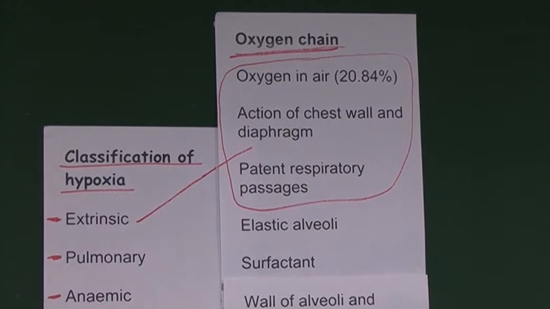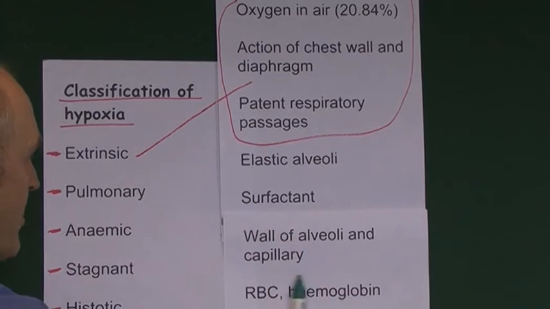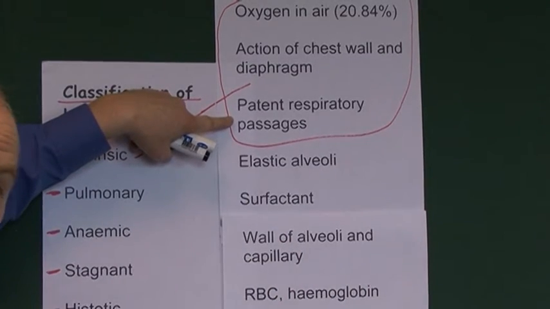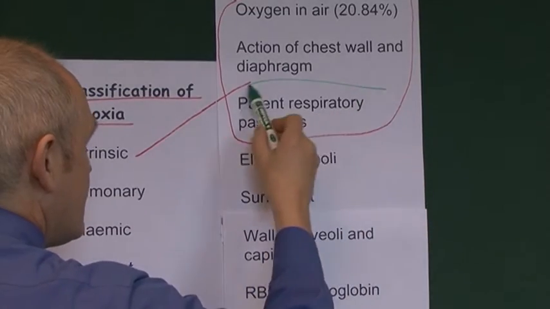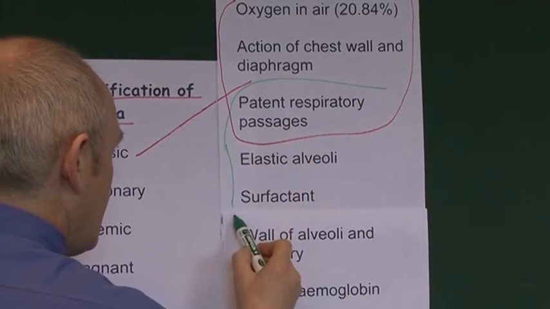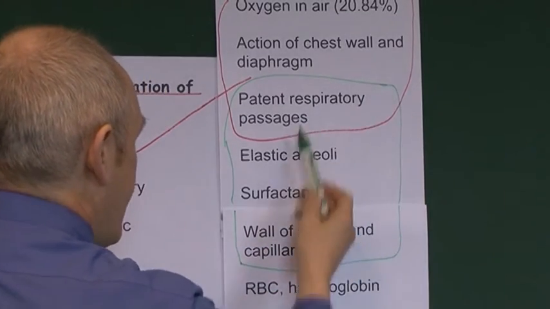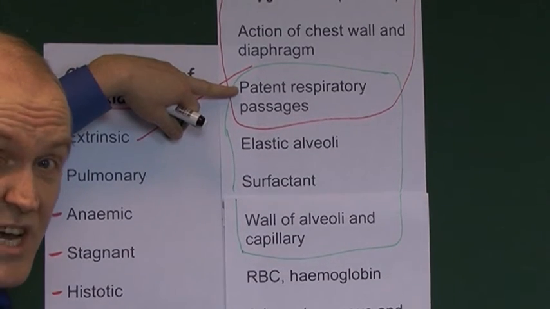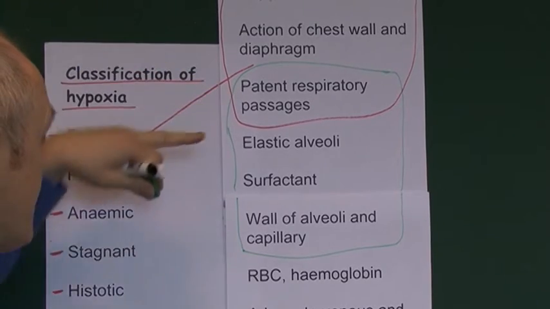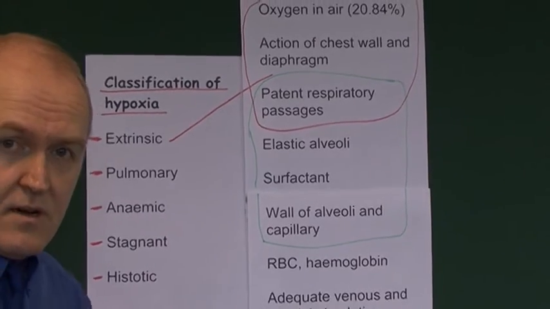Then we need the function of the alveoli and the surfactant and the wall of the capillary. These will constitute a pulmonary hypoxia. Now, where you include the airways is somewhat subjective, so I'm going to overlap that. So, pulmonary hypoxia would affect the lung tissue itself or the airways. Probably the best definition actually is extrinsic would be the large airways, the upper airways. And then it's a pulmonary hypoxia if it's affecting the smaller airways, which are actually within the anatomical boundaries of the lungs.